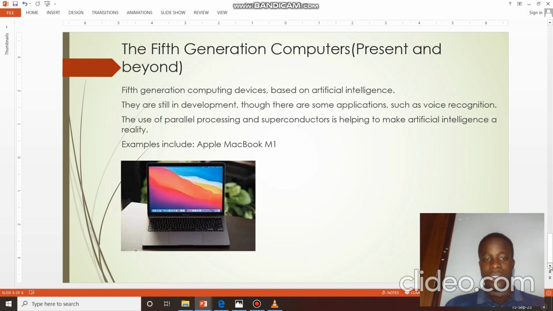Now let's talk about the fifth generation, which is based on the use of artificial intelligence, voice recognition, and interaction with machine learning, making automated processes necessary. Examples include the Apple Mac M1.